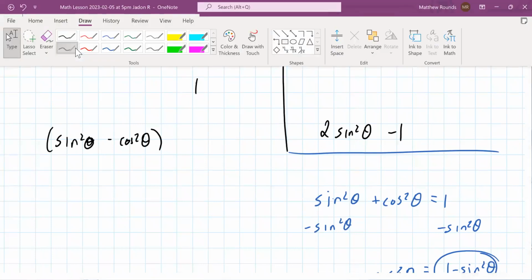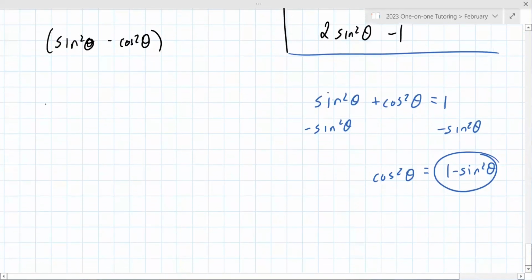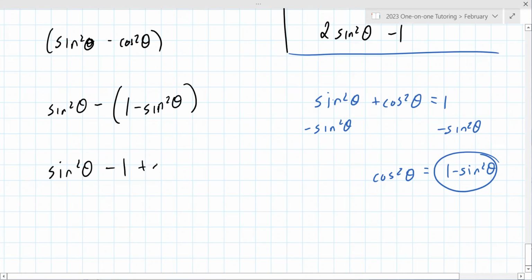So it's sine squared theta minus parentheses, because whenever you substitute, you really should do it in parentheses to not miss out on the signs. Sine squared theta minus 1 minus sine squared theta. So that's sine squared theta minus 1 plus sine squared theta, like that. And now we've got 2 sine squared theta, like that.